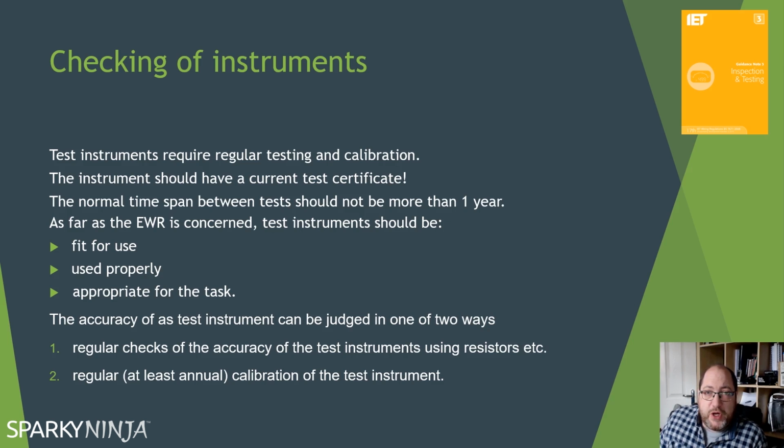You must make sure that the equipment, as far as the Electricity at Work Regulations are concerned, is fit for use, used properly and appropriate for the task. To be fit for use, it needs to be free from damage. It needs to be suitable. An example being a voltage indicating device, which needs to have the tips on. It needs to be free from cracks, and free from damage to the cables.